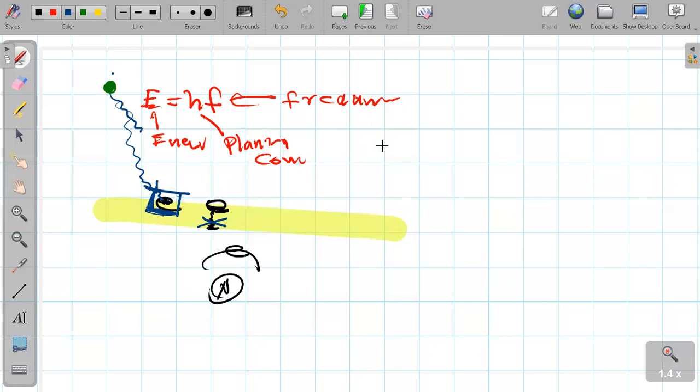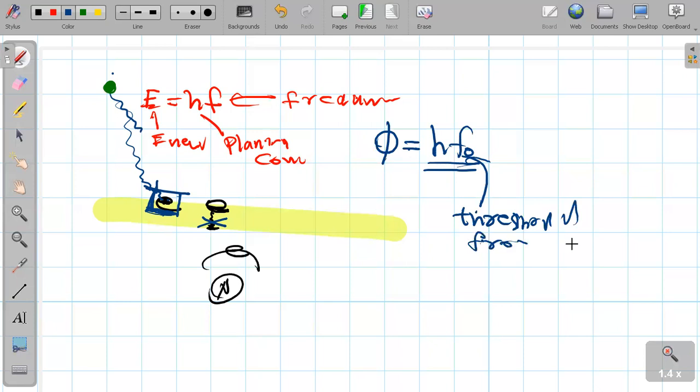So that energy is known as what? The work function. Work function is hf naught. What is this f naught? Threshold frequency. Threshold frequency means the minimum frequency required to get a certain electron rid of. I explained this to you last week.